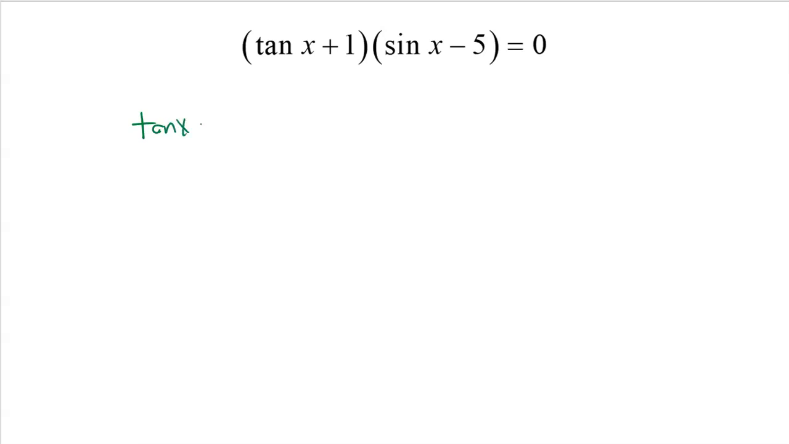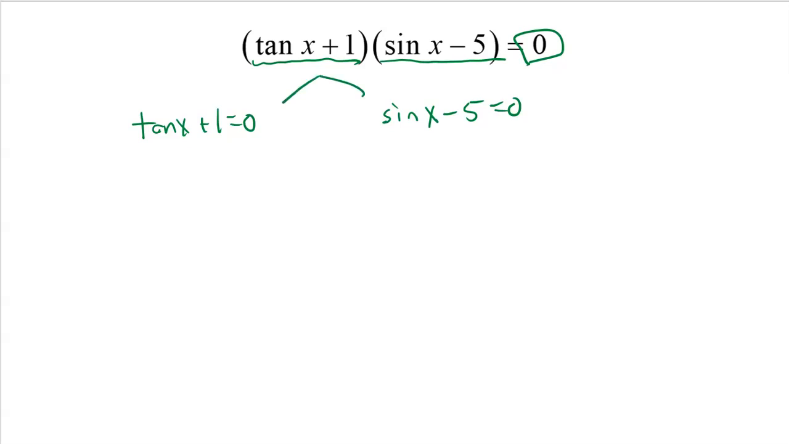So if tangent x plus 1 equals 0, then 0 times anything is going to be 0, and I'll get a true statement. Again, this is why you have to have that 0 over here. Otherwise this just doesn't work. Or sine of x minus 5 has to equal 0, because if this is equal to 0, then 0 times anything is once again 0. All right, so now let's use our trig skills to solve these, because now that I broke this apart into two fairly simple trig equations, they're really, really easy to solve.